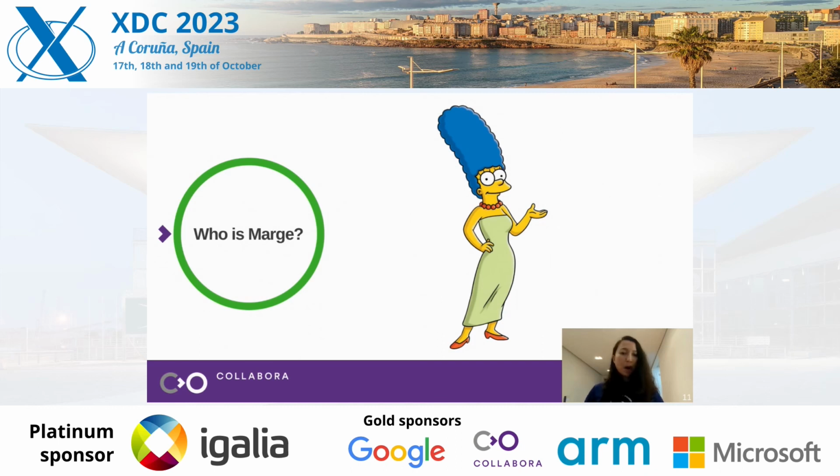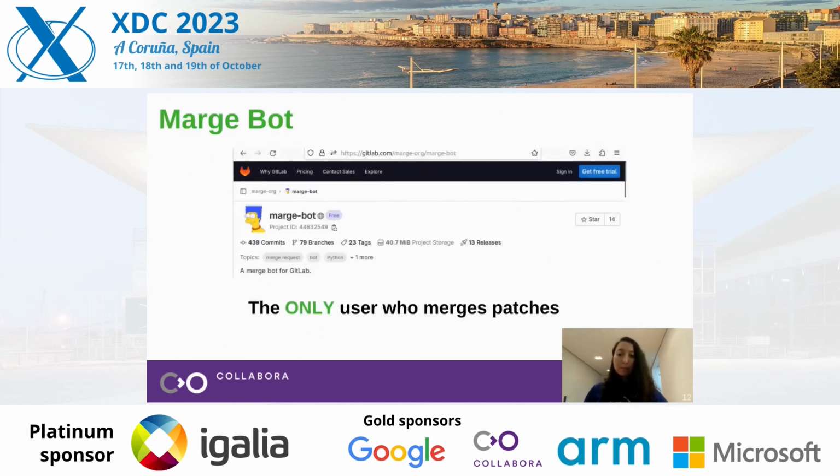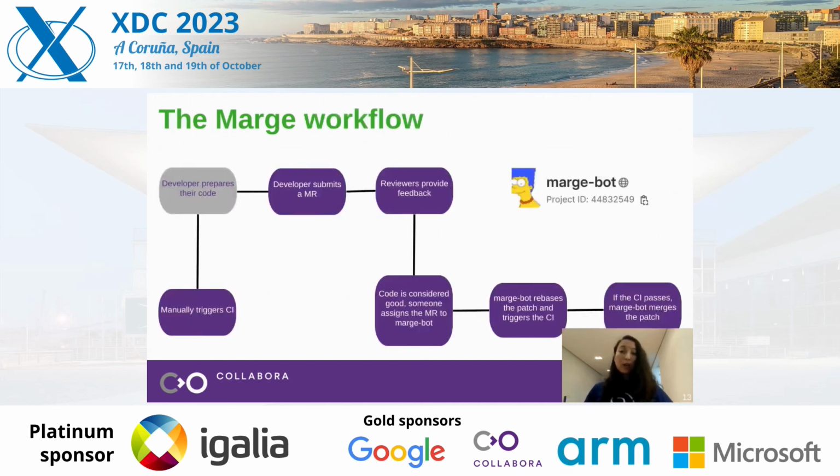So who is Marge? Marge is a merge bot for GitLab. The idea is that the only user who merges patches into your repository will be Marge. So developers prepare their code. They can manually trigger the CI. Developers can then say that it's good enough, submit and open a merge request, reviewers provide feedback, then the code is considered good enough, and someone assigns the merge request to Marge. Marge rebases the patch and triggers the CI. And if the CI passes, Marge is happy to merge your patch.